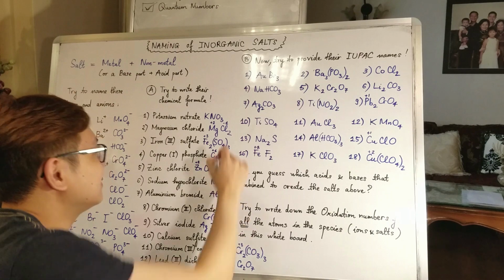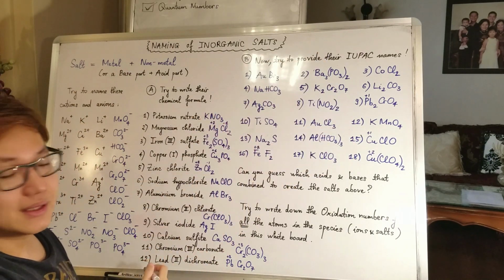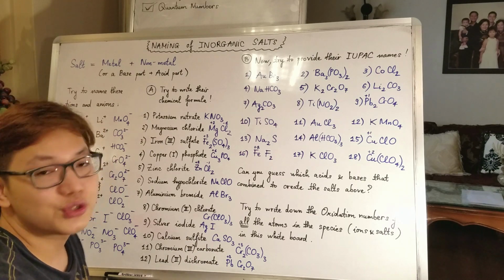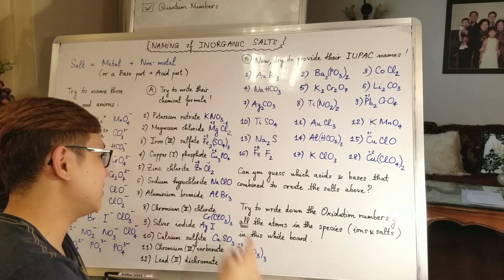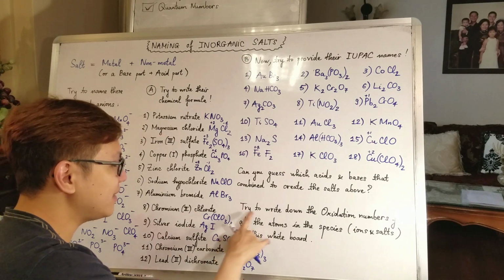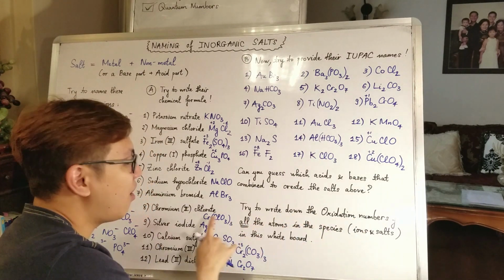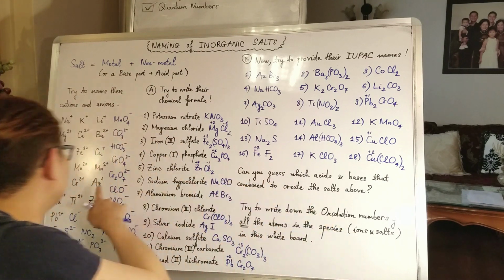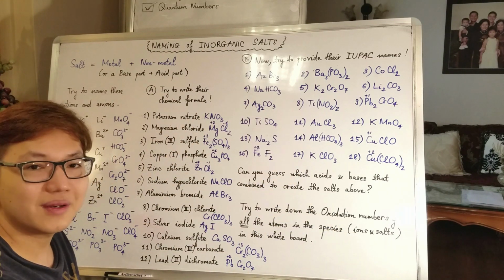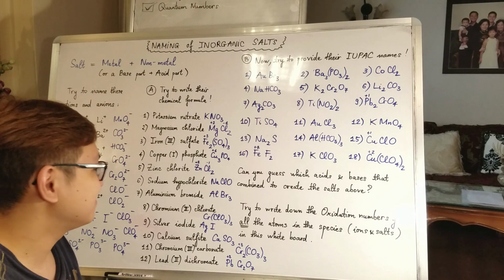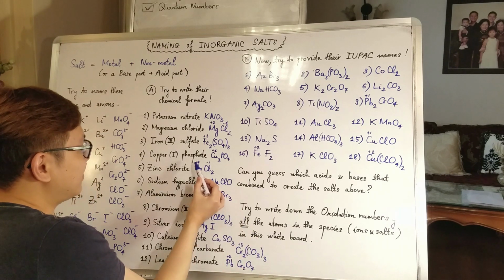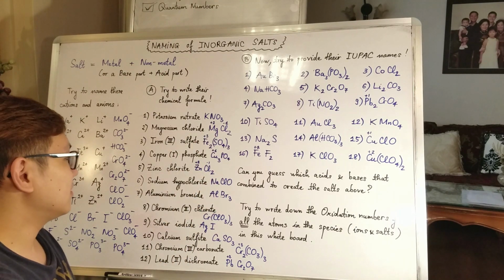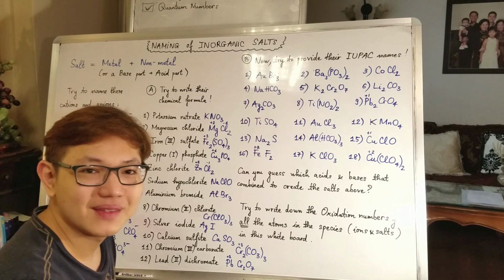Okay, I'm sure you can practice more on your own with these acids and these salts. But to shorten the video a little bit, let's go to the last part. Can you try to write down the oxidation numbers for all of these atoms, in all the species, ions and salts on this whiteboard? That will be your homework. Just write down all the oxidation numbers like what I do. All of them. That will be your homework. Okay.